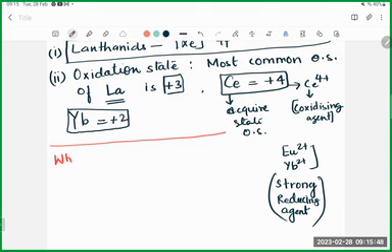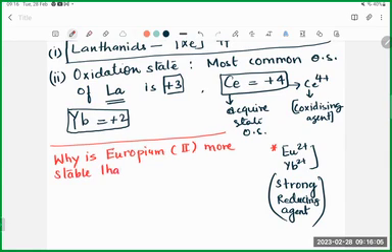Why is europium 2 plus more stable than cerium? So cerium means I'm talking about this.